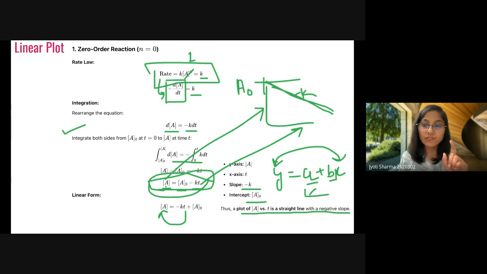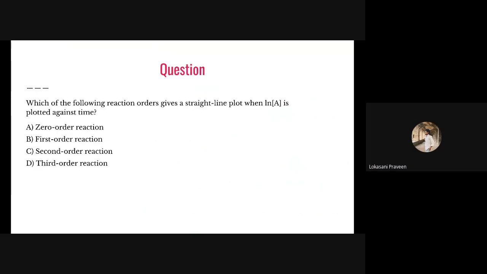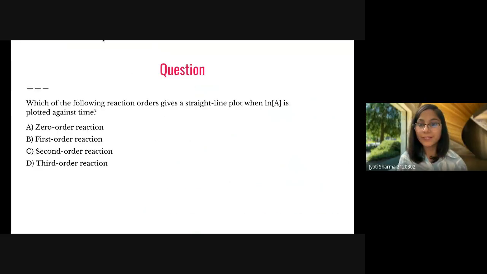But this will change when we change the order of the reaction, right? But for the zero order reaction, your final equation will be this one only, and based on that, this A and this T will give you the straight line. Is it clear? Yes, ma'am. Thank you so much for your feedback.